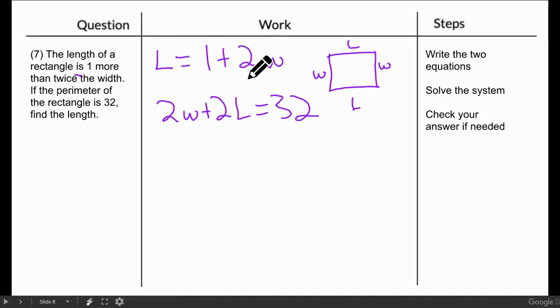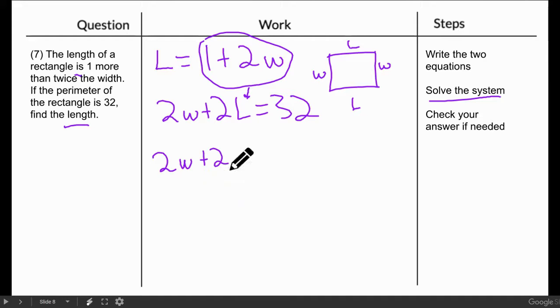Now I have my two equations, and now I just need to solve the system of equations to find out what my length is, what L is equal to. I know that L is equal to all this here, so I'm going to go ahead and plug that into this part, which gives me 2W plus 2 times (1 plus 2W) equals 32.